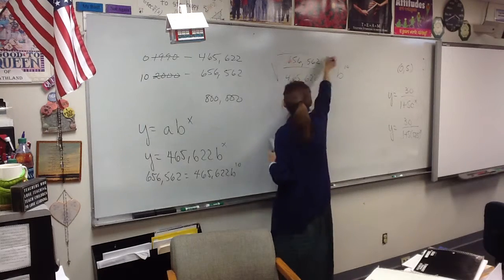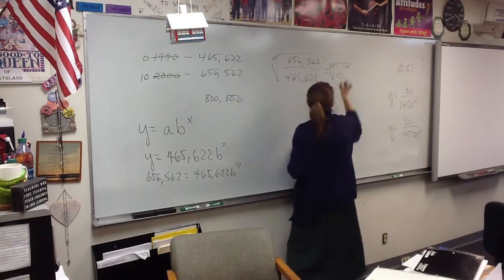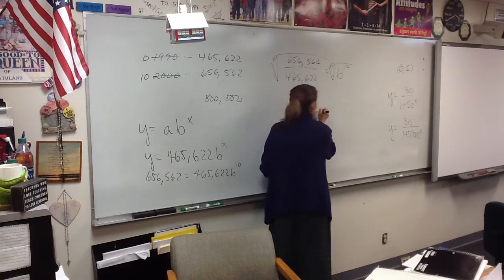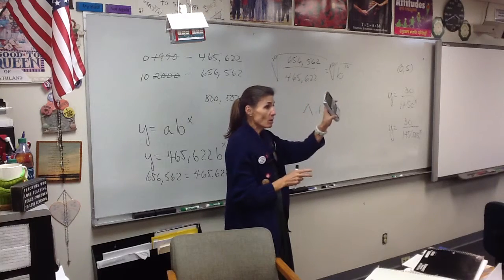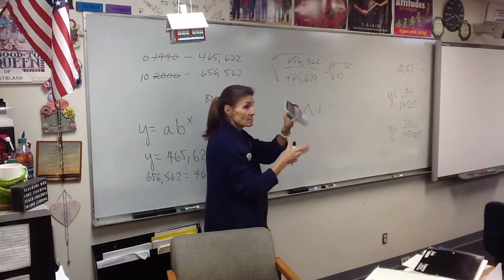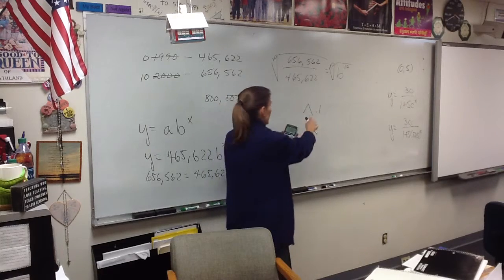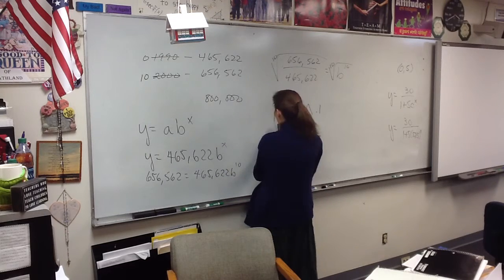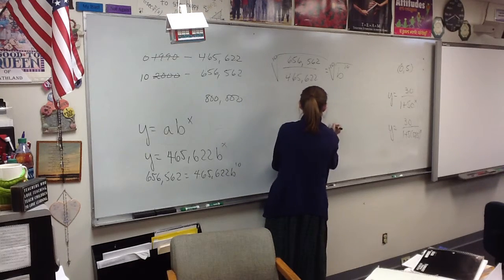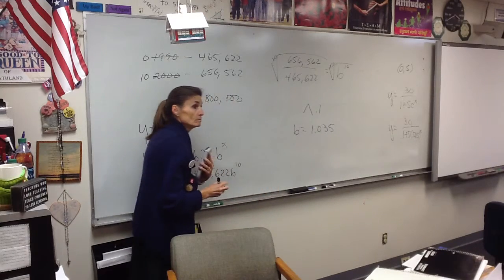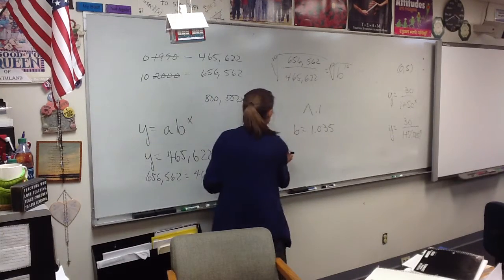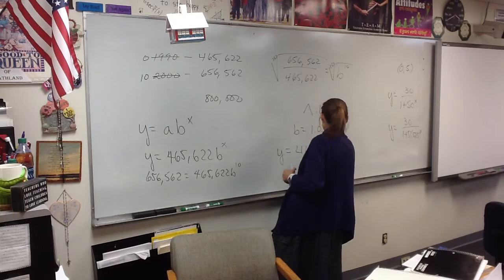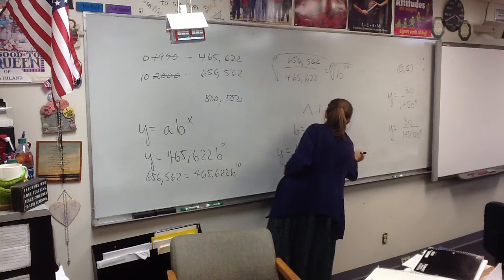I need to take the 10th root, which you know what I'm going to do. I'm not going to take the 10th root. I'm going to raise it to the 1/10th power. So I have the decimal on my calculator from this division. I'm just going to hit raise to the 0.1. And it gives me about 1.035. So my equation is y equals 465,622 times 1.035 to the x.